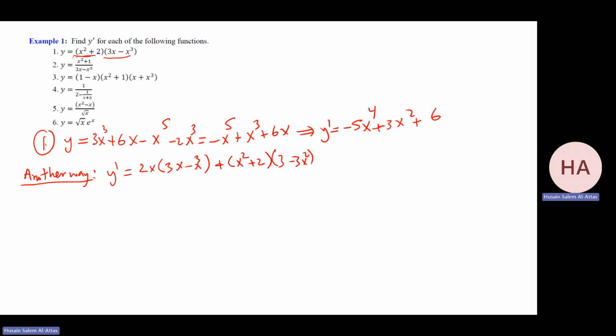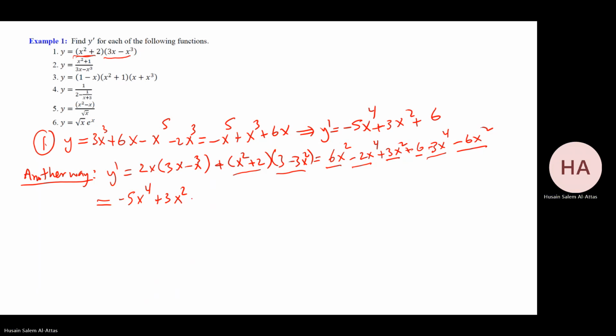Now I will do the simplification. That will give me what? 6x squared minus 2x to the power 4. This one, I have what? Plus 3x squared, plus 6, minus 3x to the power 4, minus 6x squared. That will lead us to what? I have x to the power 4 terms: minus 5x to the power 4. X squared: I have 6x squared plus 3x squared minus 6x squared. So I have plus 3x squared and plus 6, which is the same as this one. So the same idea.